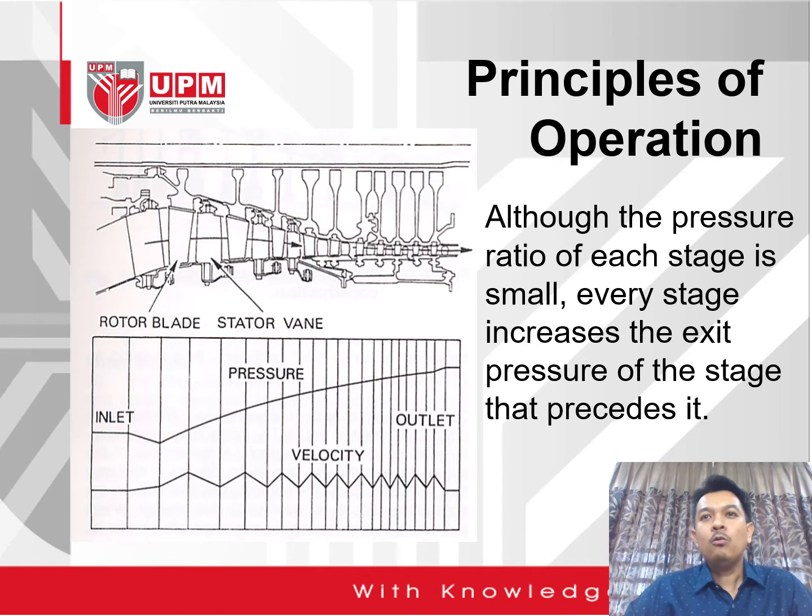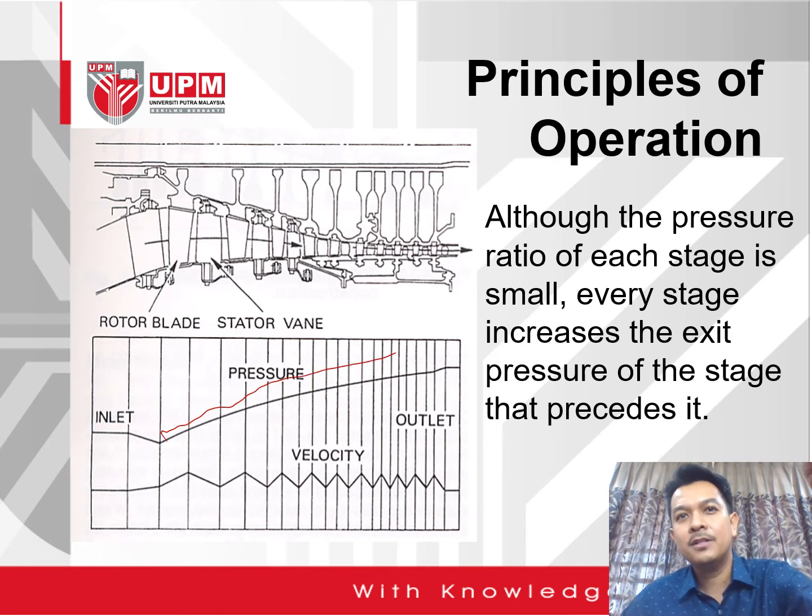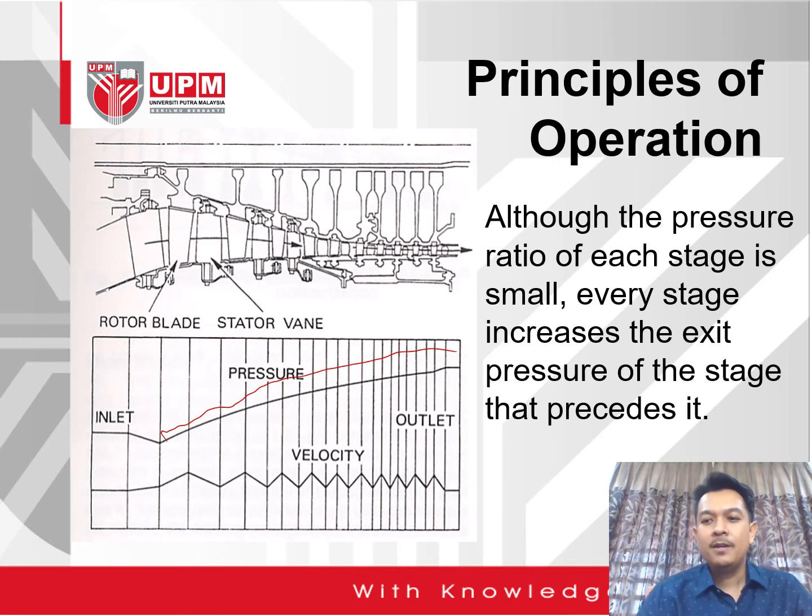Although the pressure ratio of each stage is small, every stage increases the exit pressure of the stage that precedes it. So that's why we have a smooth rise of pressure along the axis of the compressor.